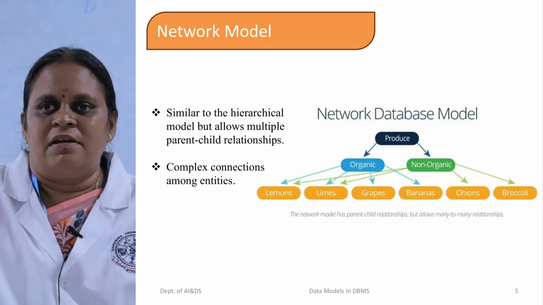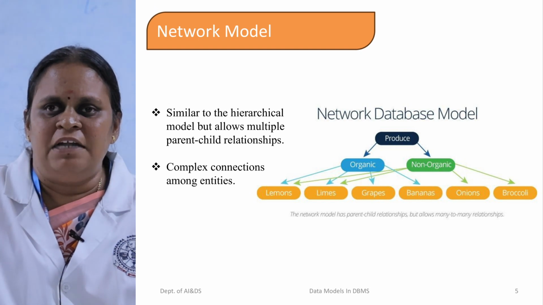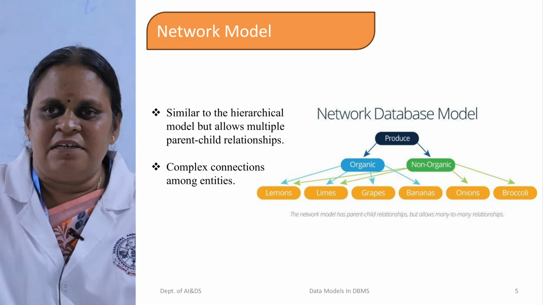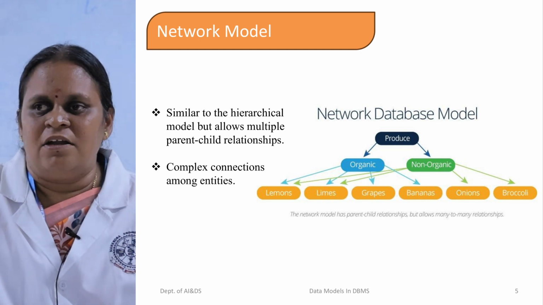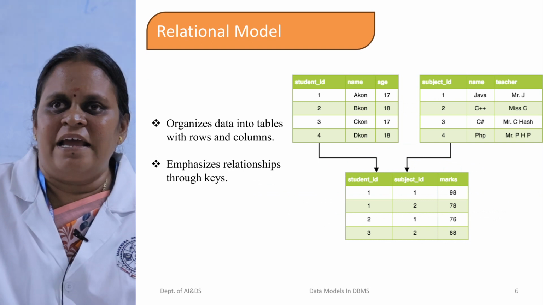The network model is similar to the hierarchical model, but allows multiple parent-child relationships, with complex connections among the entities. The producer is the parent of organic and non-organic. Organic is the parent of lemons, grapes, banana and onion.